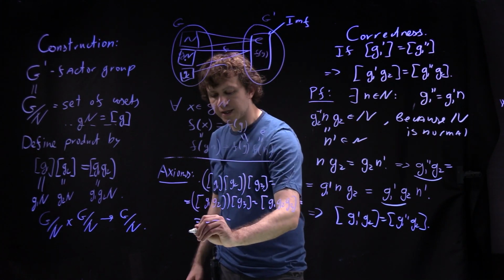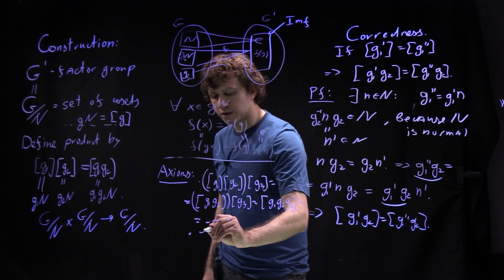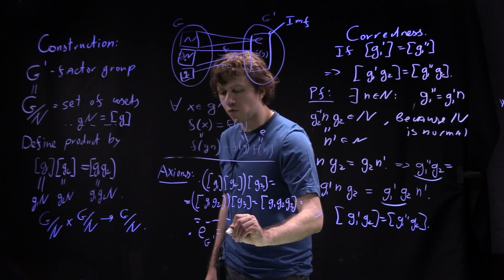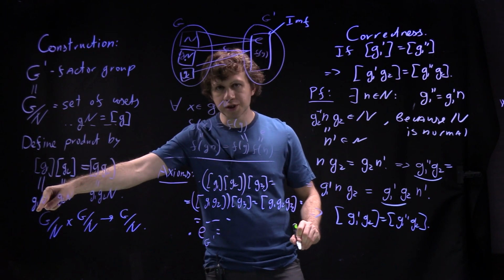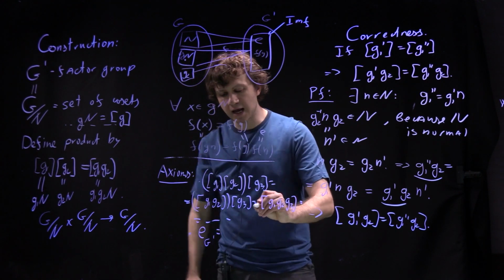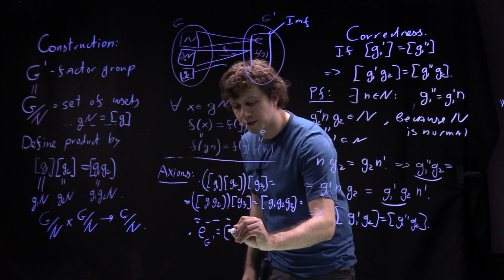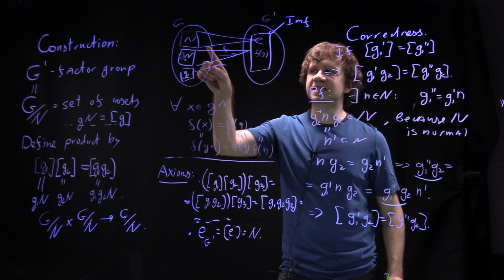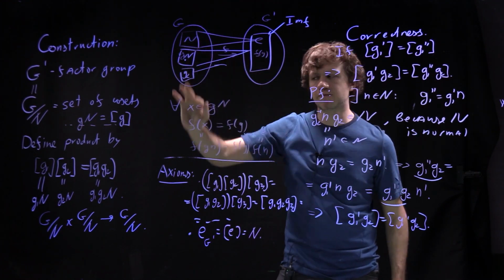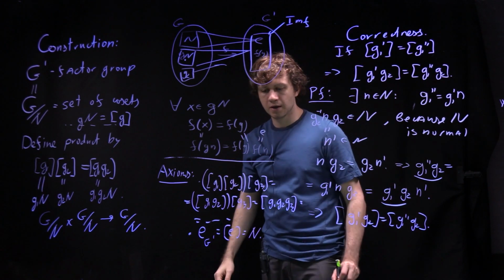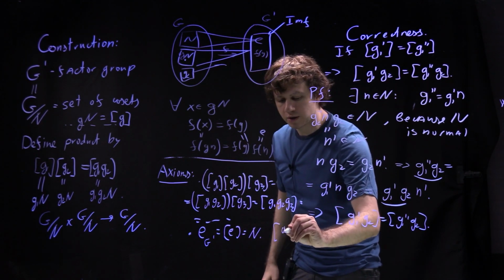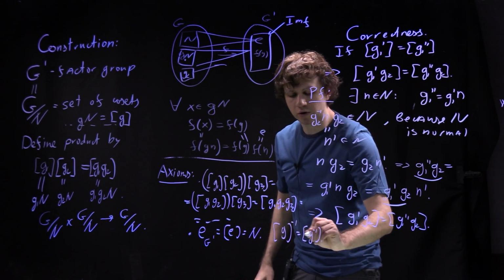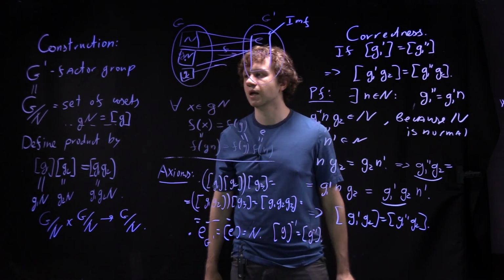Okay, so the identity in our group G prime is of course the class of the unit, and the class of the unit is N. So it's a class containing the unit, but also it's the same thing as N. So the subgroup itself is the identity in the factor group. That's kind of interesting. And of course the class of G inverse is the class of G inverse. And let me not check the axioms, they are super simple.